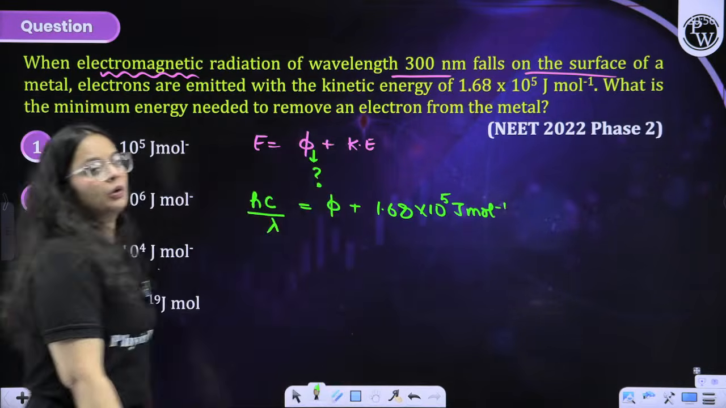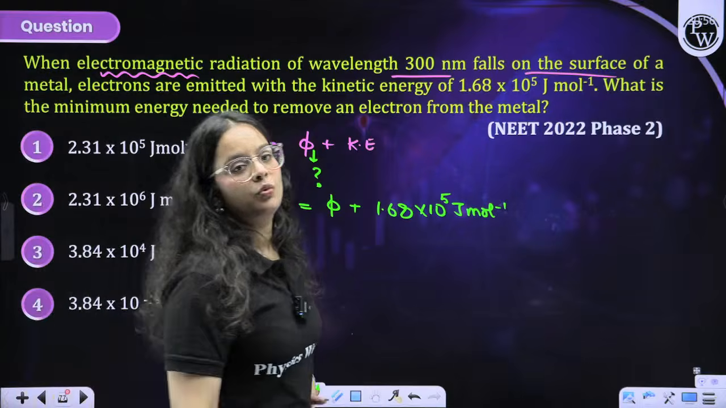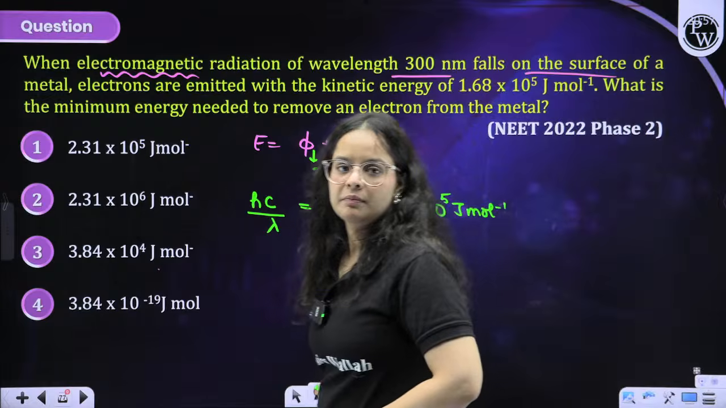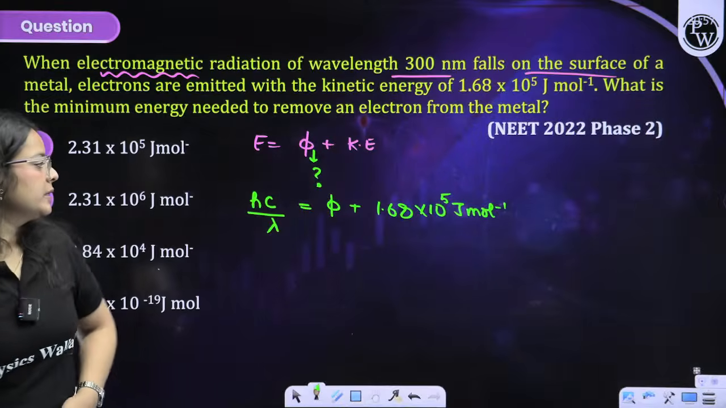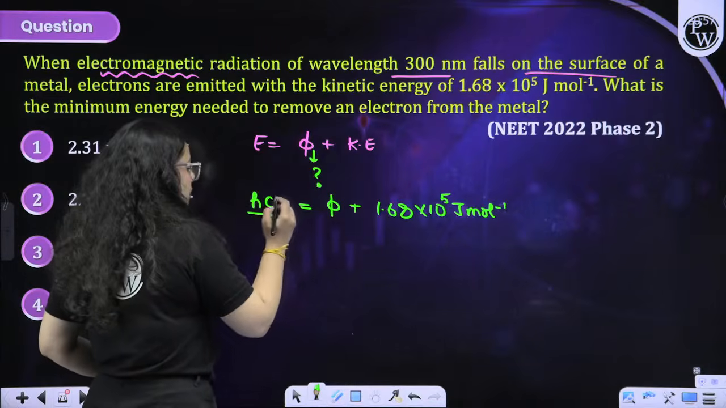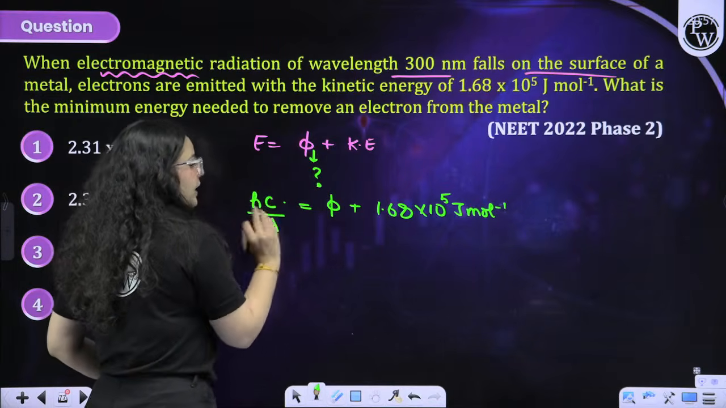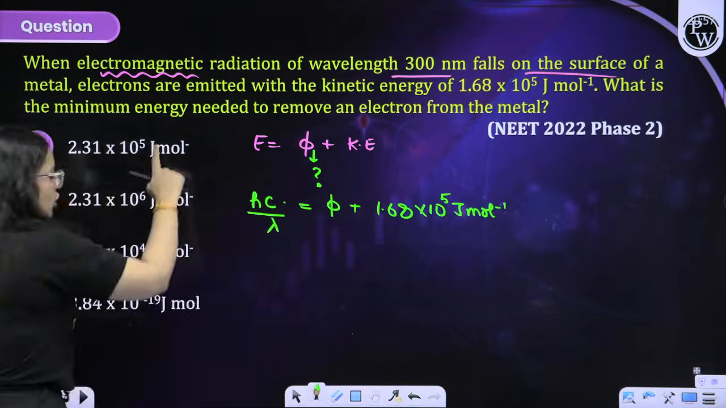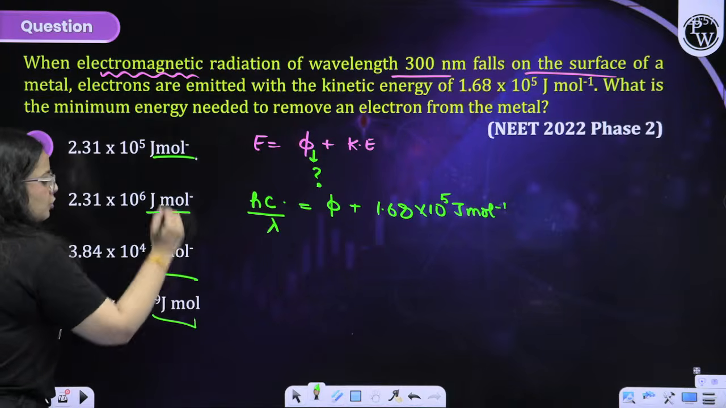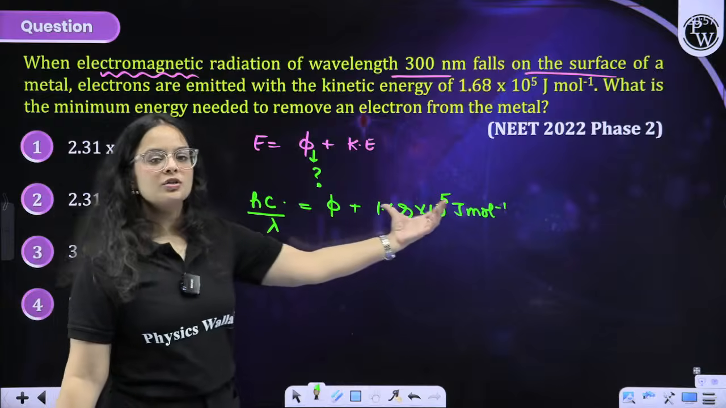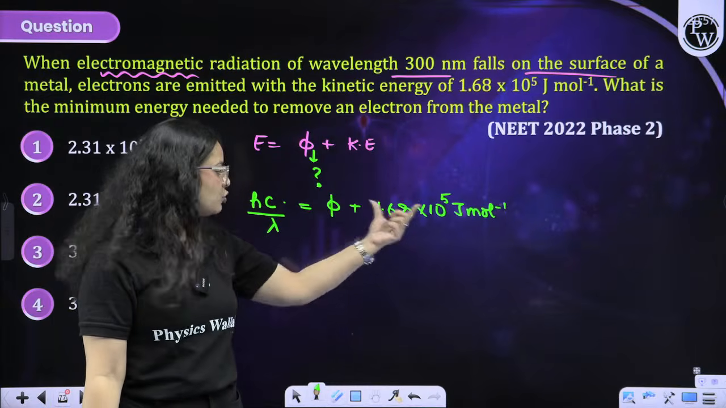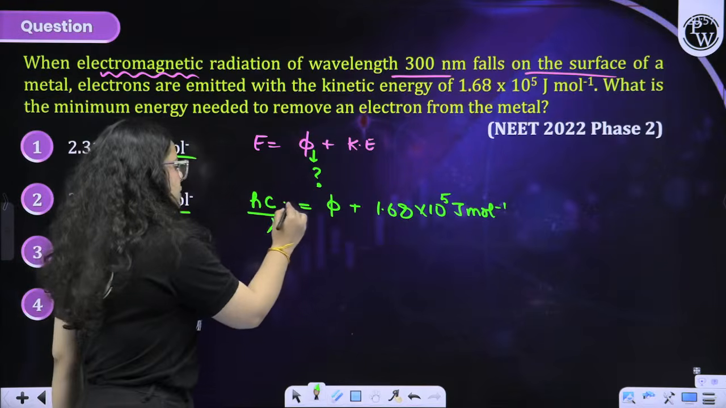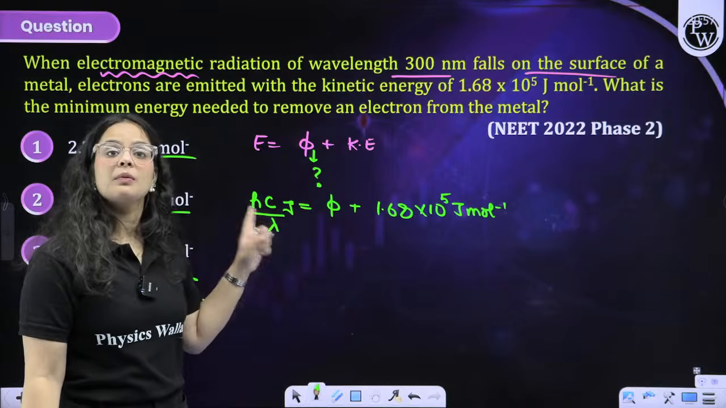Now, a very important question, and the majority of students may make mistakes or find difficulty in this. If you solve this formula, you will get the energy in terms of joule. But in the question, you can see that the option is given in joule per mole, and this unit is also in joule per mole. For finding phi, you have to subtract this term from this term. But the unit of one is joule per mole and the unit of the other is joule. So you have to convert it to per mole as well.